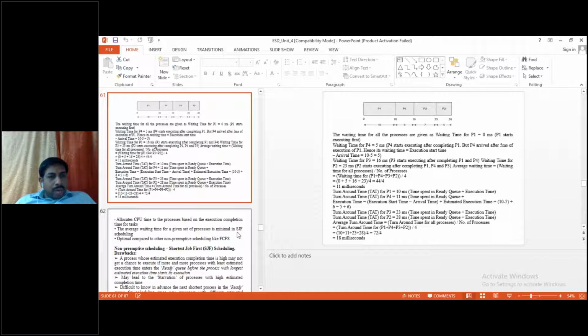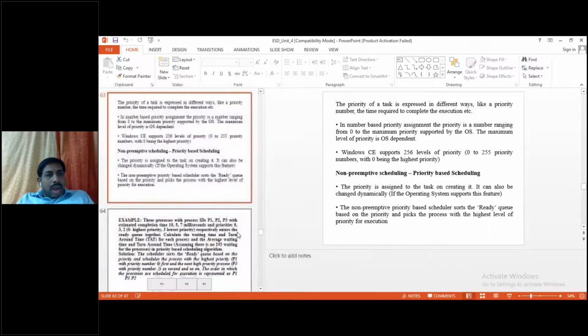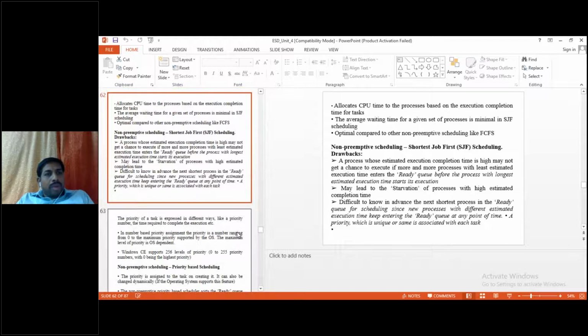Turnaround time for P1 is 10 milliseconds, for P4 it is 11 milliseconds, for P3 it is 23 milliseconds, and for P2 it is 28 milliseconds. The average turnaround time is calculated by the turnaround time of all the processes divided by 4, which is 18 milliseconds. Next is the third method, non-preemptive scheduling, shortest job first scheduling.